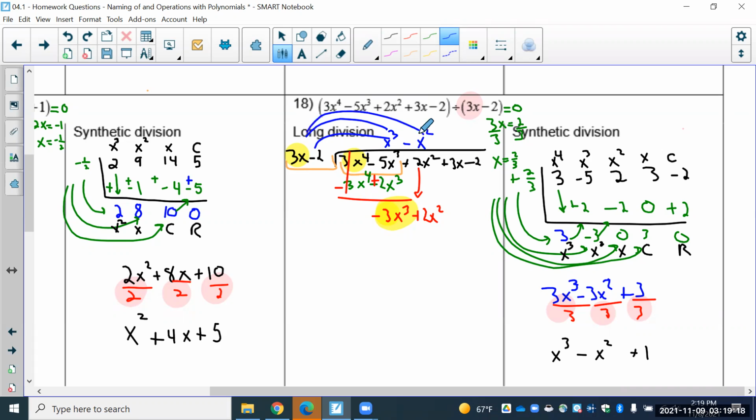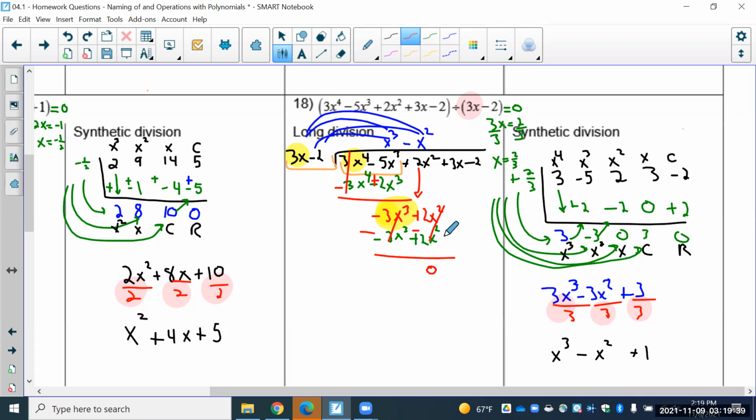I distribute it. So that gives me -3x to the third power, and then plus 2x squared. And some students will kind of freak out here because you get 0, right? This cancels and this cancels, giving you 0.